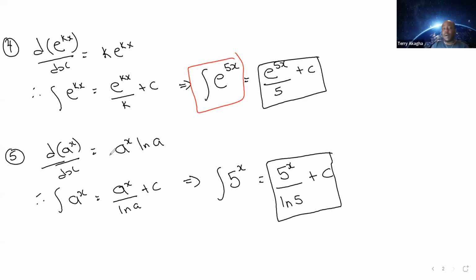Now, a raised to the power x, the same thing. If you are differentiating, you multiply it by ln a. But in this case, you are not differentiating. Here, you are integrating. So in this case, you're going to divide it by what? ln a. Okay, you now divide it by ln a. So in this example, if you're integrating 5 raised to the power x, it's going to give you 5 raised to the power x divided by ln 5 plus c.